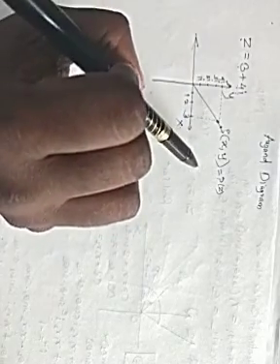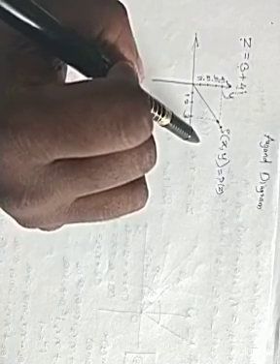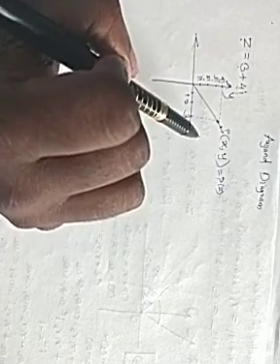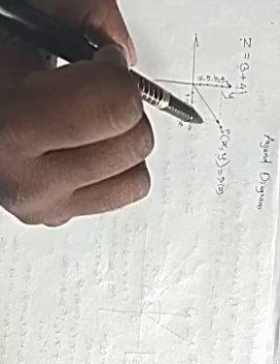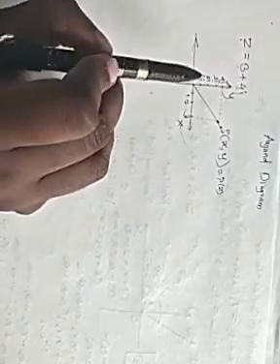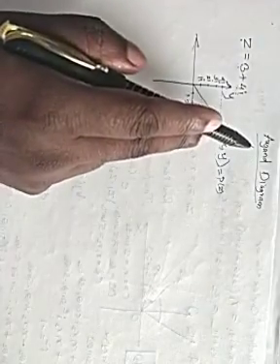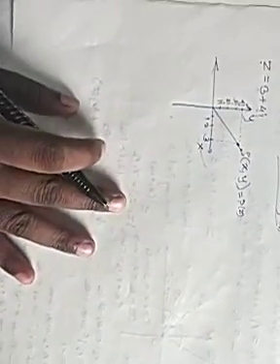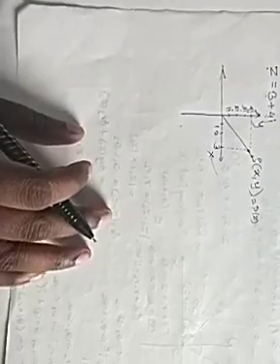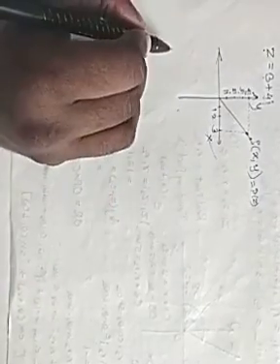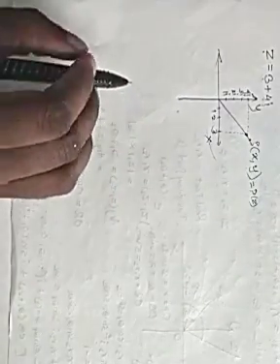Means any complex number which is represented graphically or geometrically on a complex plane is called an Argand diagram. So we can see now the addition of two complex numbers.